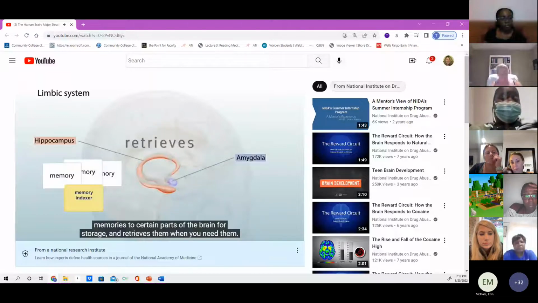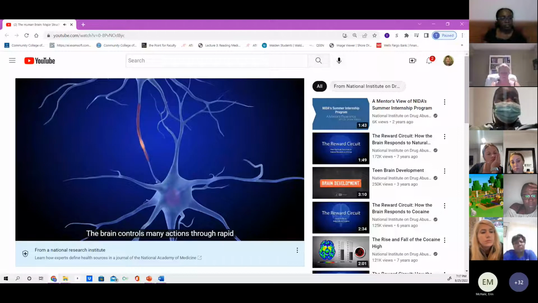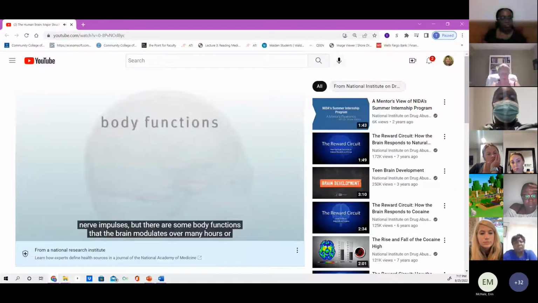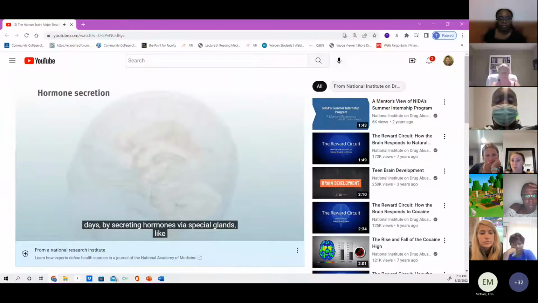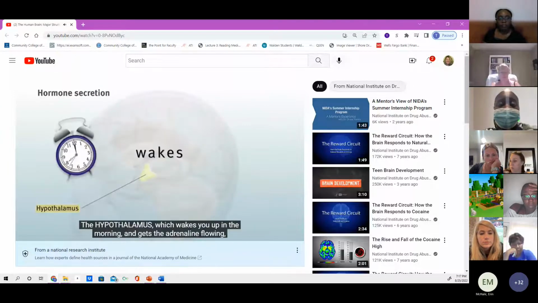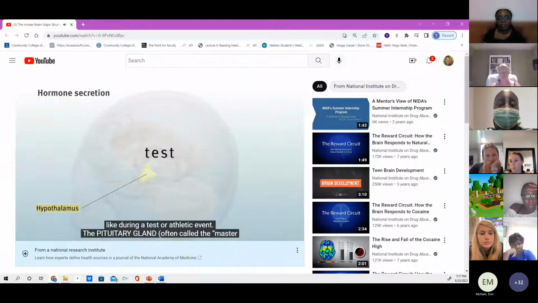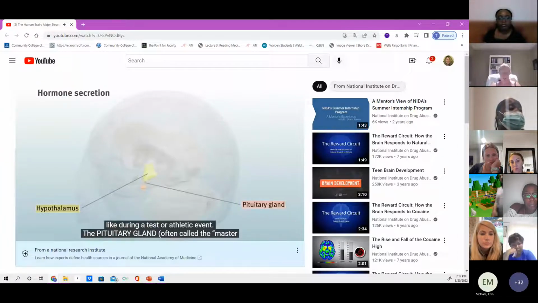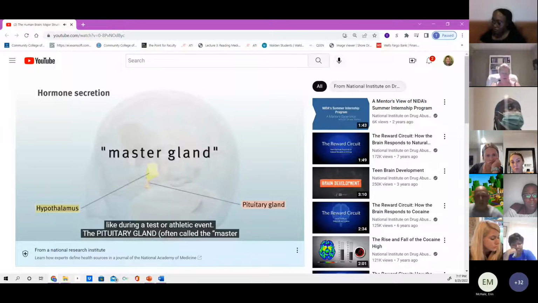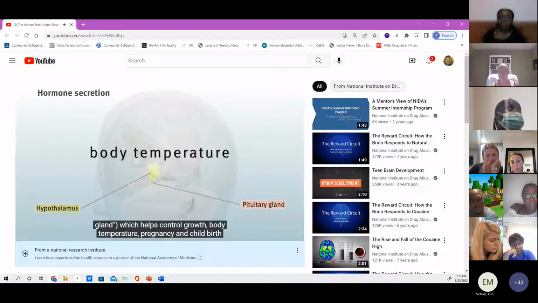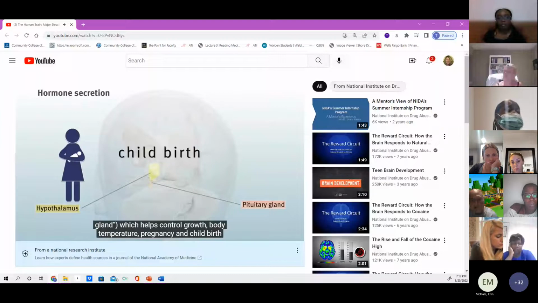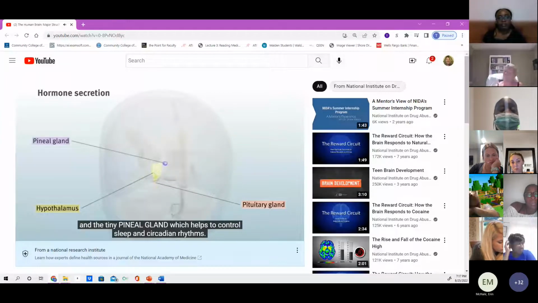The brain controls many actions through rapid nerve impulses, but there are some body functions that the brain modulates over many hours or days by secreting hormones via special glands like the hypothalamus, which wakes you up in the morning and gets the adrenaline flowing, like during a test or athletic event. The pituitary gland, often called the master gland, which helps control growth, body temperature, pregnancy, and childbirth. And the tiny pineal gland, which helps to control sleep and circadian rhythms.